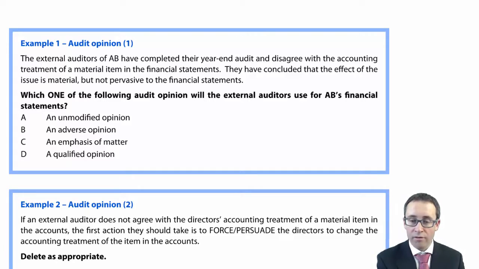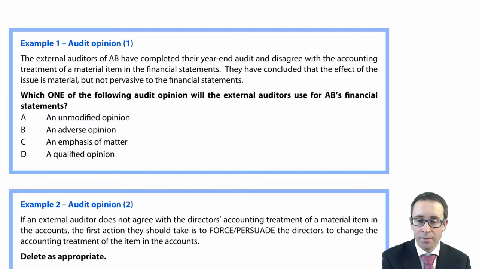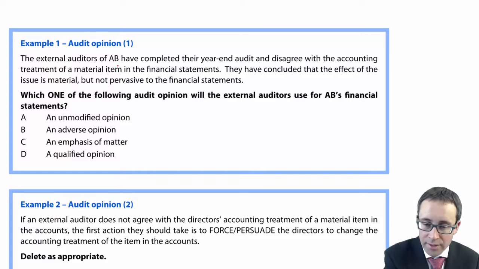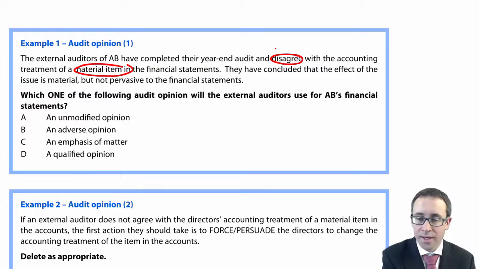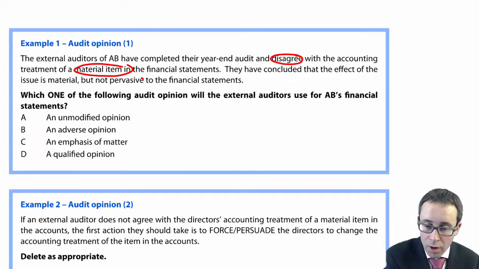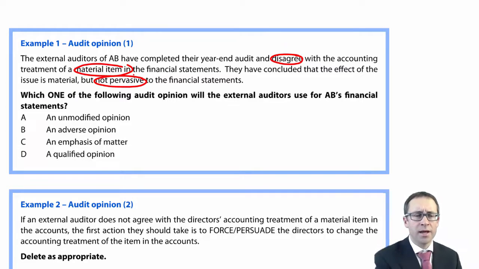So which one of the following audit opinions will the external auditors use for AB's financial statements? It says the external auditors of AB have completed their year-end audit and disagree with the accounting treatment of a material item in the financial statements, okay. So there is a material item. We disagree with it, okay. They have concluded that the effect of the issue is material, but not pervasive, okay.